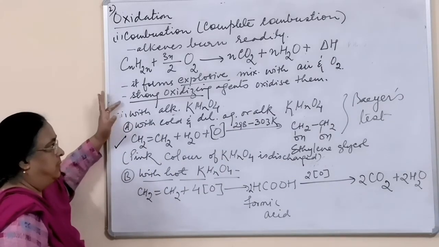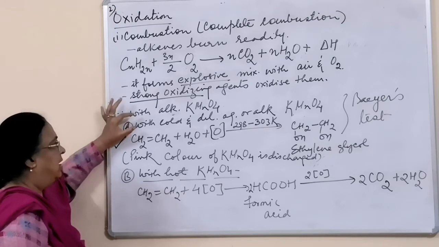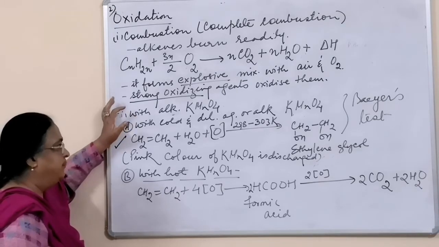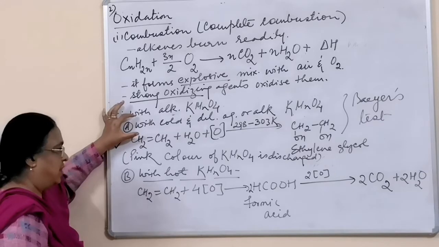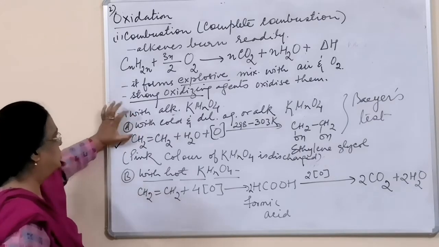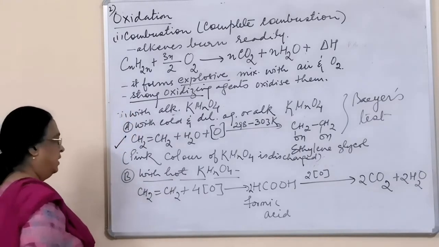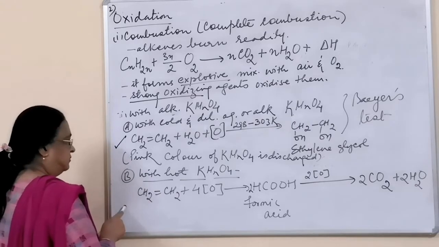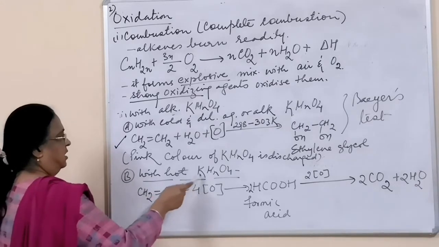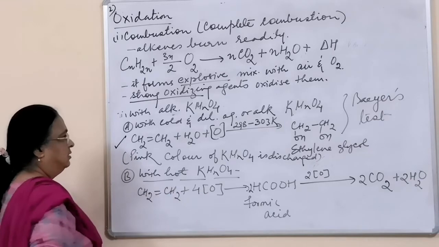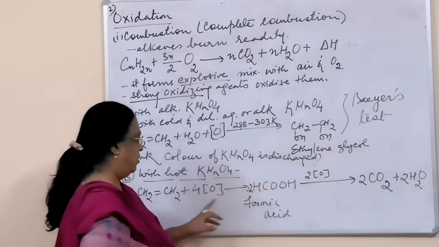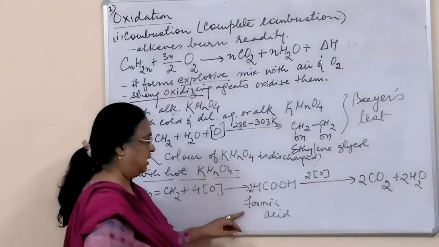One test you have seen previously, that is alkene decolorizes bromine. Red color of bromine is given off, and here you can see pink color of KMnO4 is discharged. And so these two are the tests for alkene. Another reaction: if this KMnO4 is hot, then we don't get ethylene glycol, instead we get formic acid.